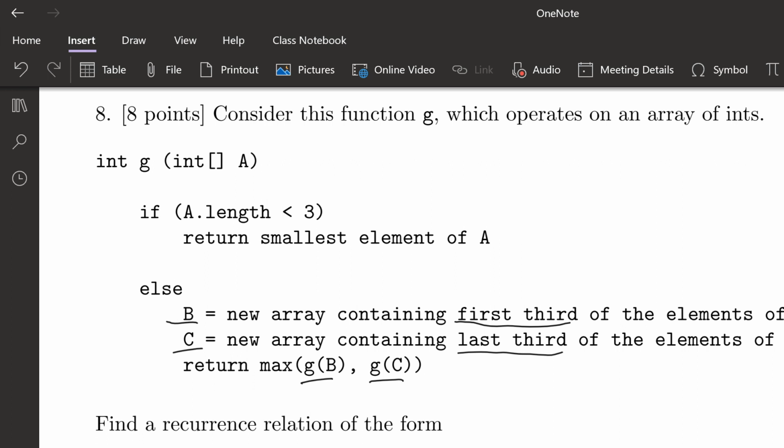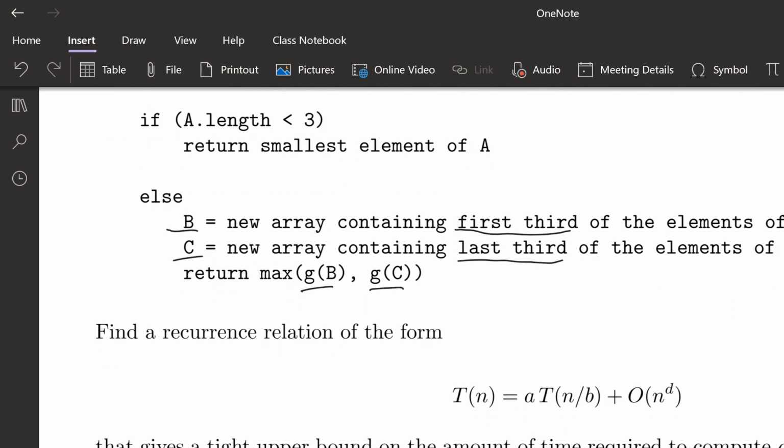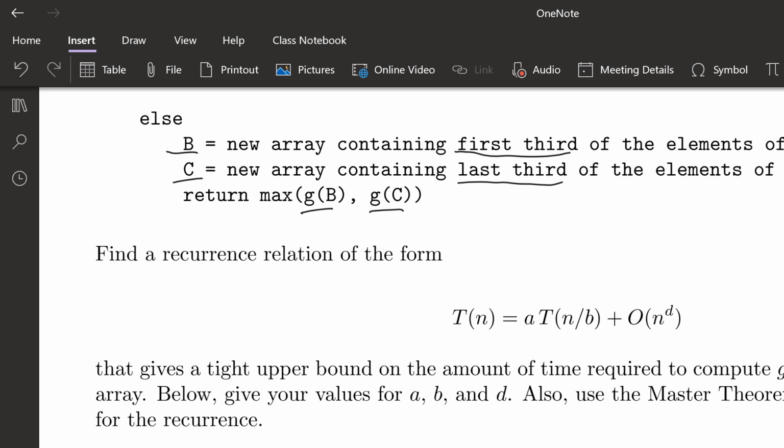So it uses the first third and the last third, and then it returns the max of G of B and G of C. So there's our recursive call, and it looks like there are two of them. So real quick then, in this case, what would A be? 2, because there are two recursive calls. What is B? 3, because we are reducing our problem by a factor of 3. And now the question is, what is D, right?